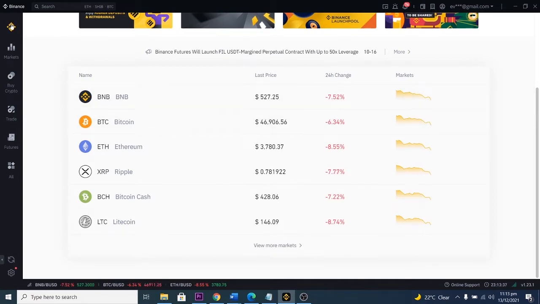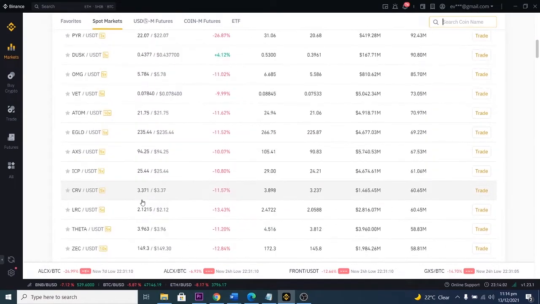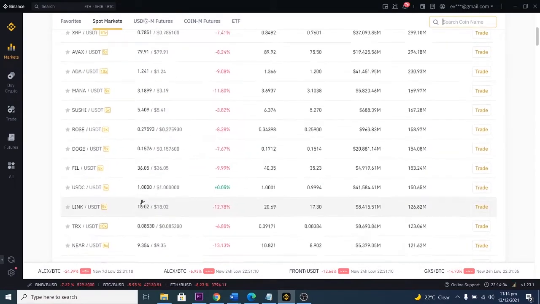So diving into it, this is Binance, and we have these coins listed here: BNB, BTC, which is an acronym for Bitcoin; ETH, acronym for Ethereum; XRP, acronym for Ripple; BCH, acronym for Bitcoin Cash; and LTC, acronym for Litecoin. And if you view more markets, you will see other coins like that. So now let me introduce you.